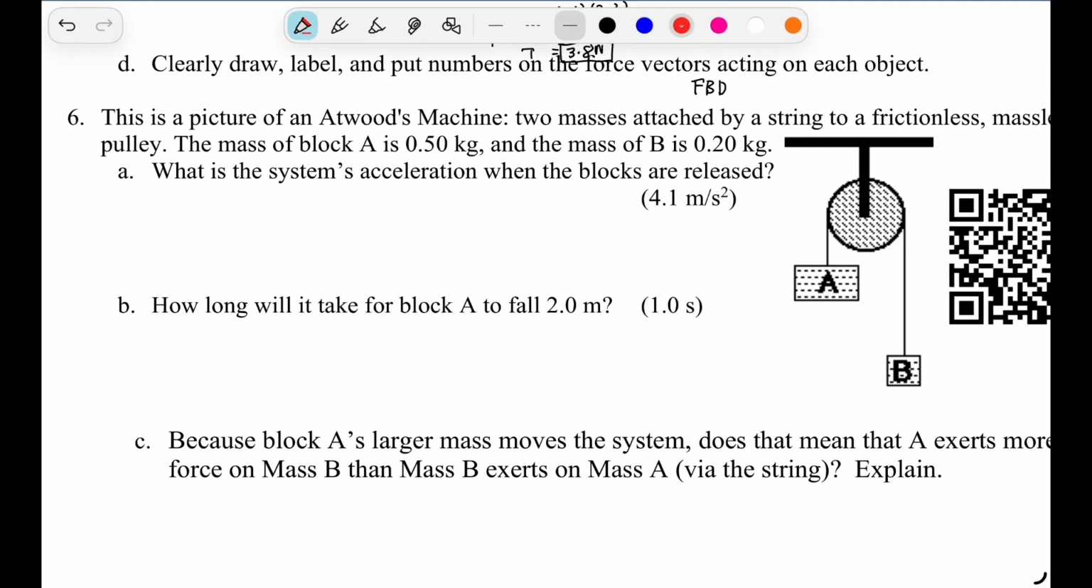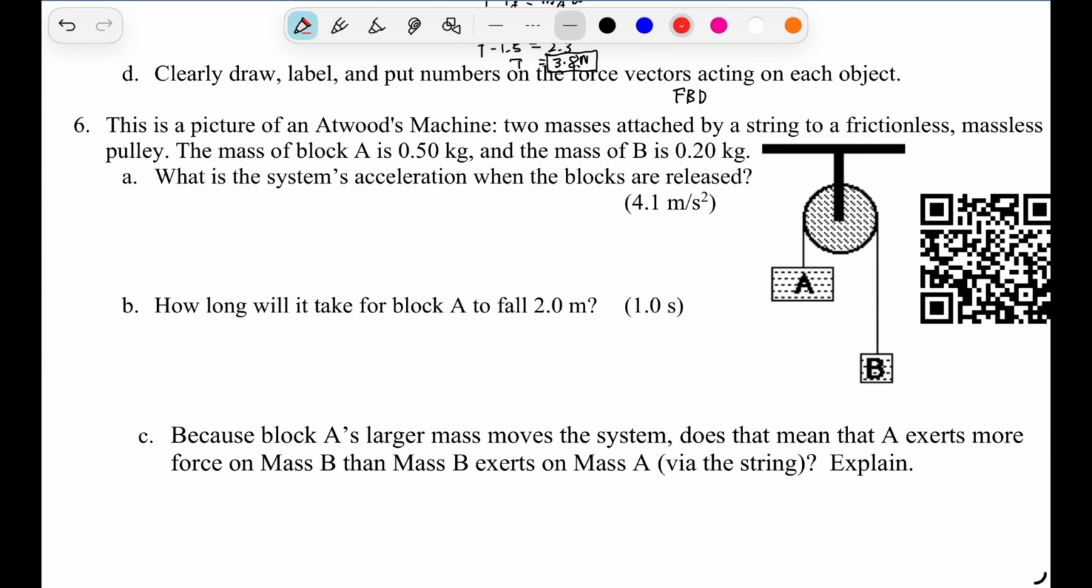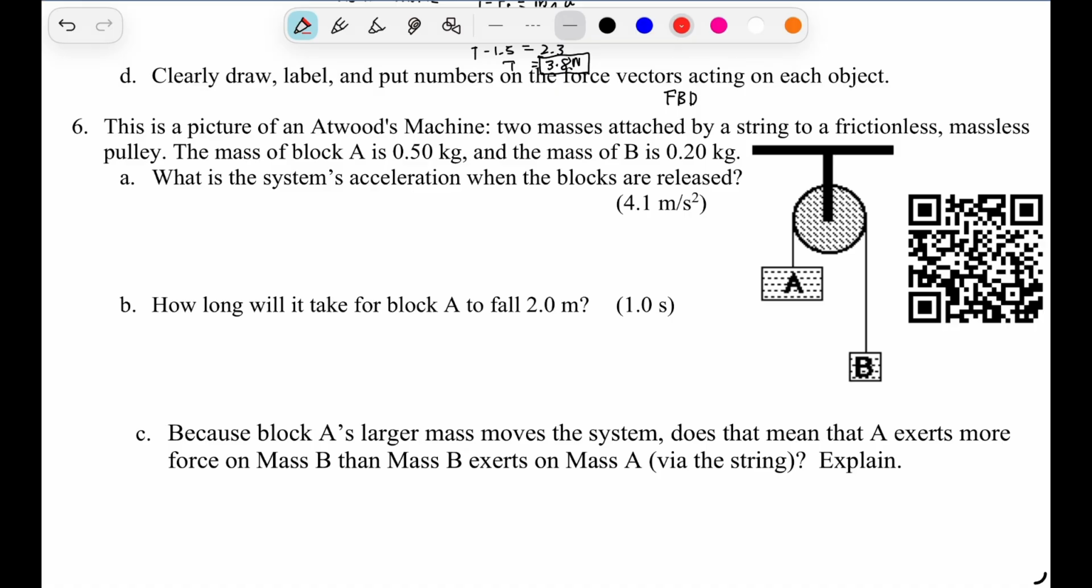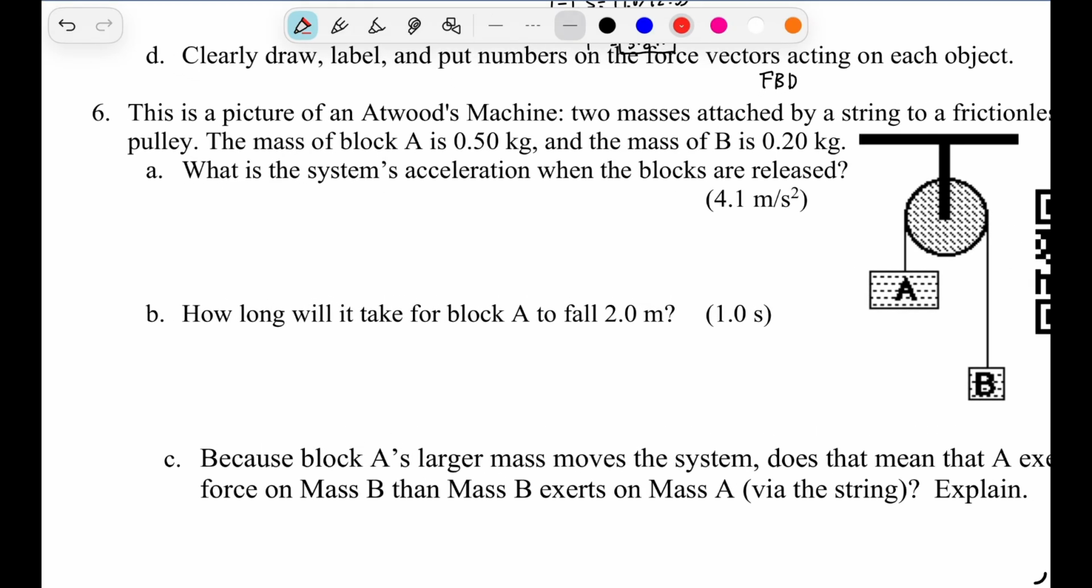This is a picture of an Atwood machine. Two masses attached by a string to a frictionless massless pulley. The mass of block A is 0.5 kilograms and the mass of B is 0.2 kilograms. What is the system's acceleration when the blocks are released? So we're given that the mass of A is equal to 0.50 kilograms. And we're given the mass of B is equal to 0.20 kilograms. We know that the one that is heavier will go down.